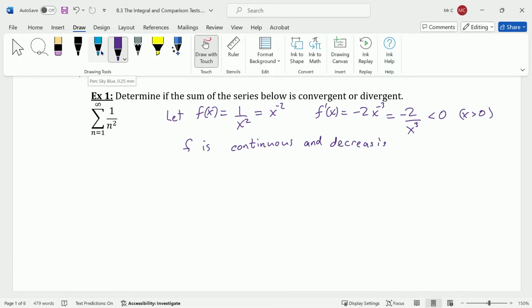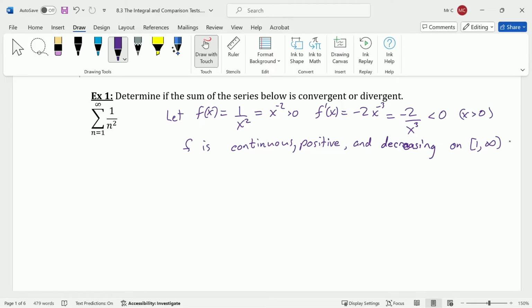F is continuous and positive and decreasing. Let's try that one more time. Continuous, positive, and decreasing. On the interval from 1 to infinity, including 1.